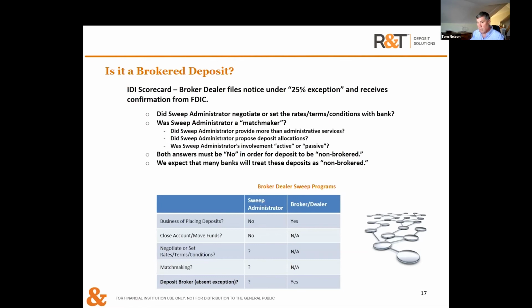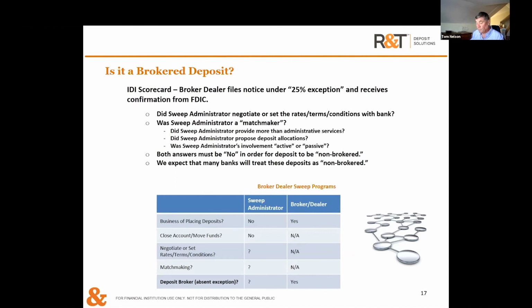Does the sweep administrator negotiate rates? That's where the real issue is going to come down. Are you calling RNT as an example and saying, I need X dollars at X rate, can you get it for me? We say yes. If that's the way this goes for a specific bank, we will be considered to be a deposit broker. The deposits that are created out of that transaction would be considered to be broker deposits.